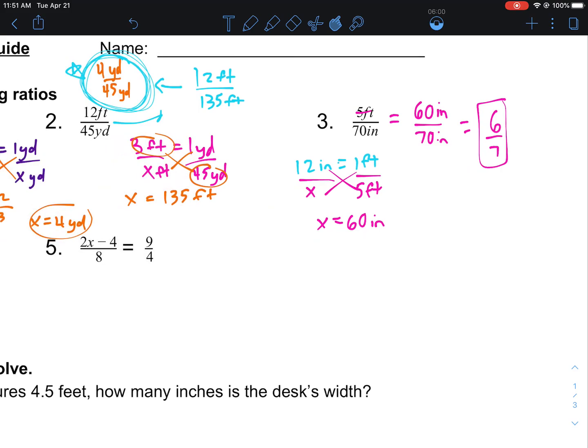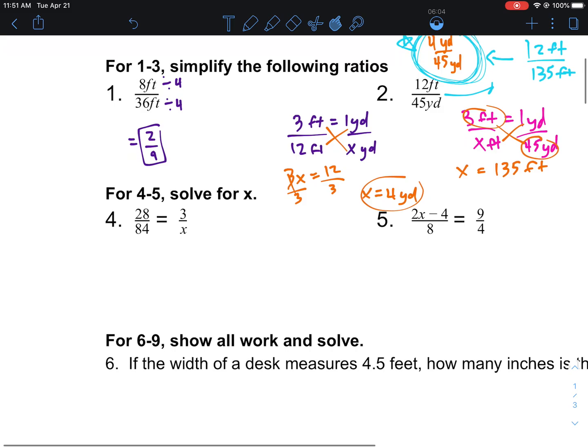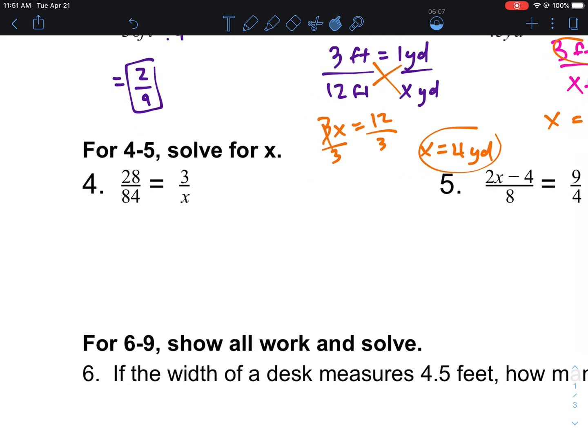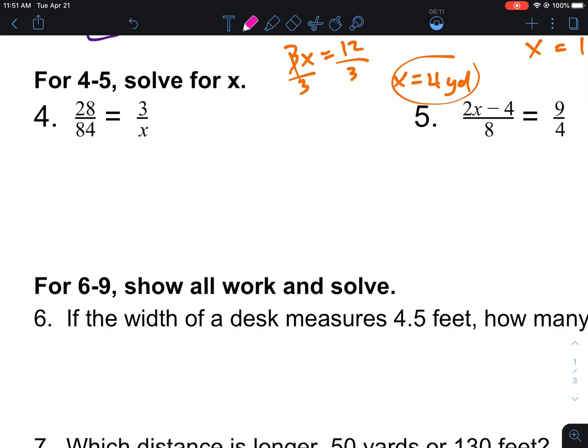Number 2, there wasn't a clear option. That was a little bit more tricky. And number 1, they were the same unit. You just had to reduce the fractions. Now, something you've seen us do for the past couple examples is cross multiply. So a proportion is when you have a ratio set equal to another ratio, and you would cross multiply.